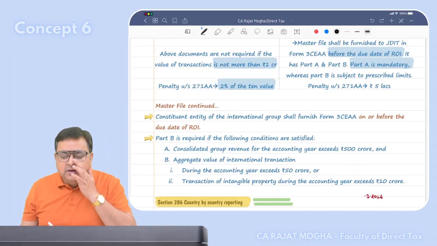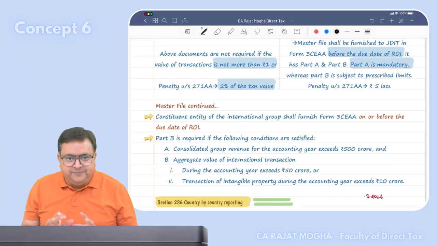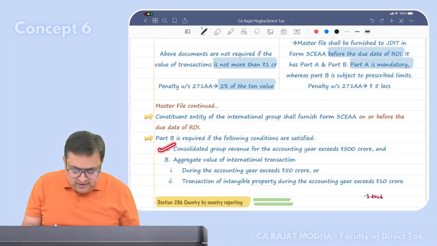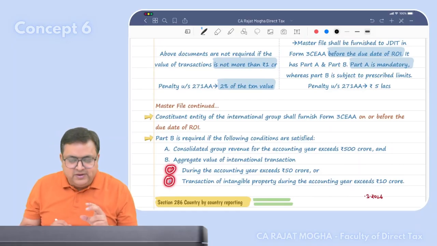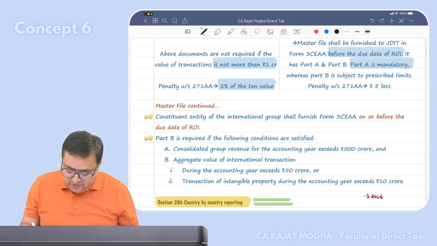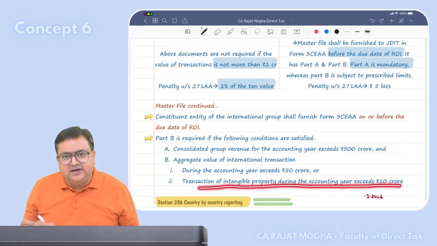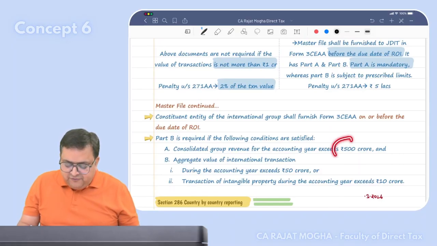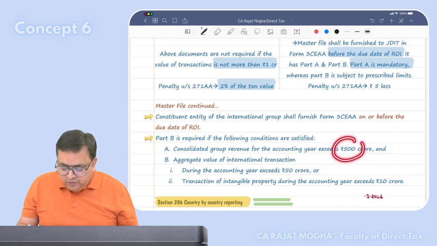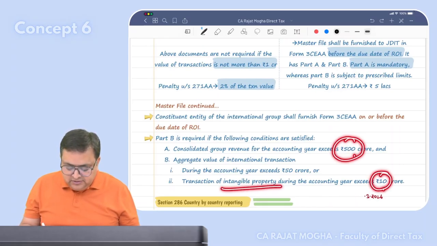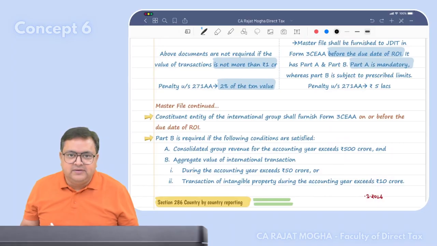Actually, B has two points, and any one of them can be satisfied. So it is either A plus B1 or A plus B2. Understood? B1 and B2 are alternatives; you have to satisfy one. The second is the transaction of intangible property during the accounting year exceeding 10 crore. So either 500 crore group revenue plus 50 crore value of transactions, okay, you have to furnish part B also. Or more than 500 crore group revenue plus more than 10 crore transaction of intangible property during the accounting year. Got it?